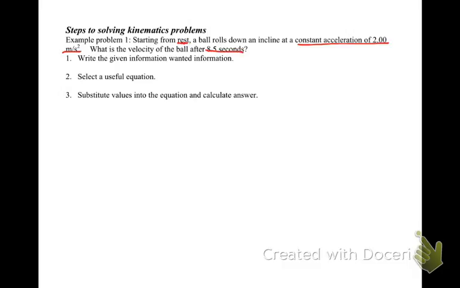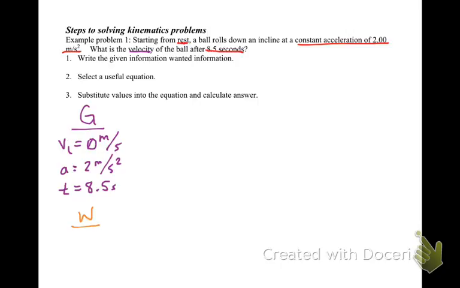Okay, so we have a lot of information here. Again, this is why we do our given. So let's write our given down first. Starting from rest means our initial velocity is 0 meters per second. Constant acceleration of 2 meters per second squared, so our acceleration is 2 meters per second squared. And what is the velocity of the ball after 8.5 seconds? So we have our time, 8.5 seconds. That's all of the given information that we have.